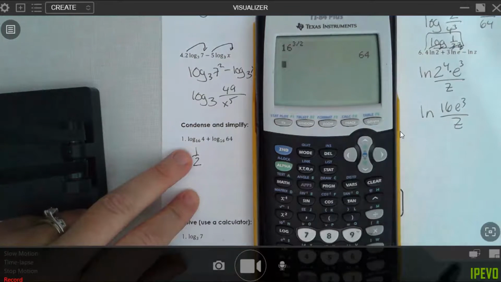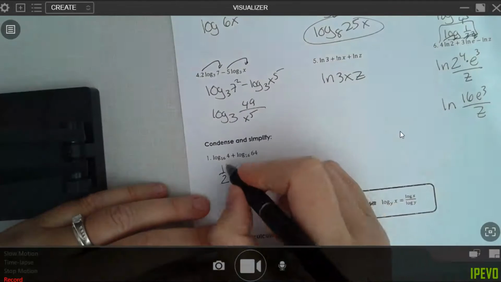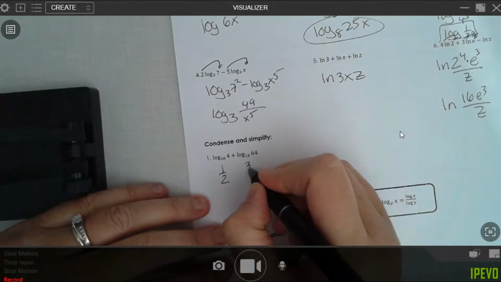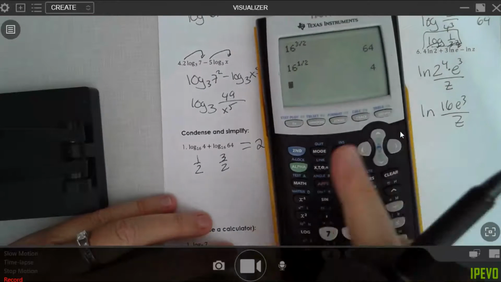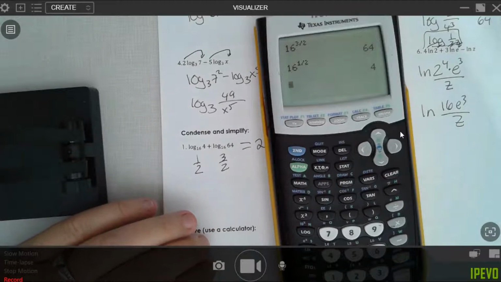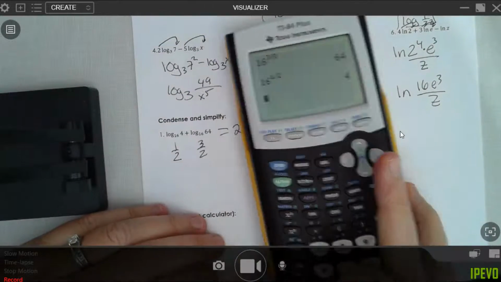So that's how I knew 16 to a power of 1/2 gives me 4, because the roots, fractions, give you a smaller number. So this would be 3/2. So this is going to end up equaling 2. And if you could type in a base 16 in your calculator, you'd get that answer. The problem is that you can't type in different bases besides 10 in your calculator.